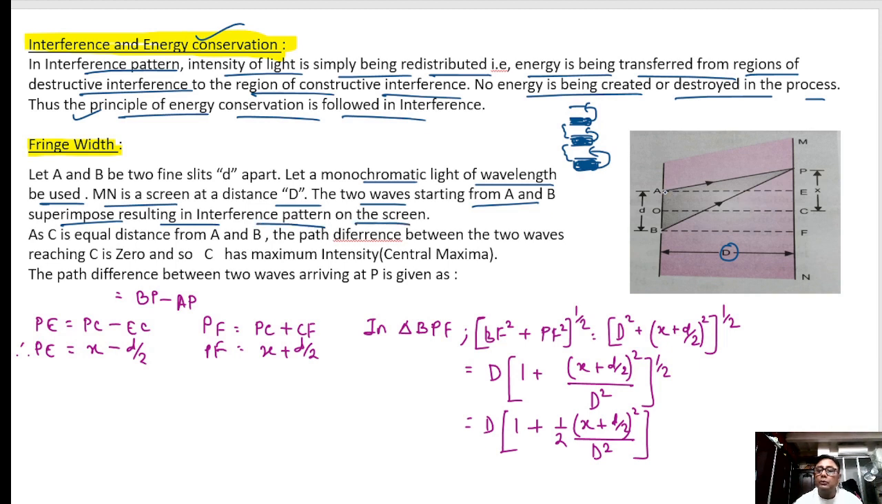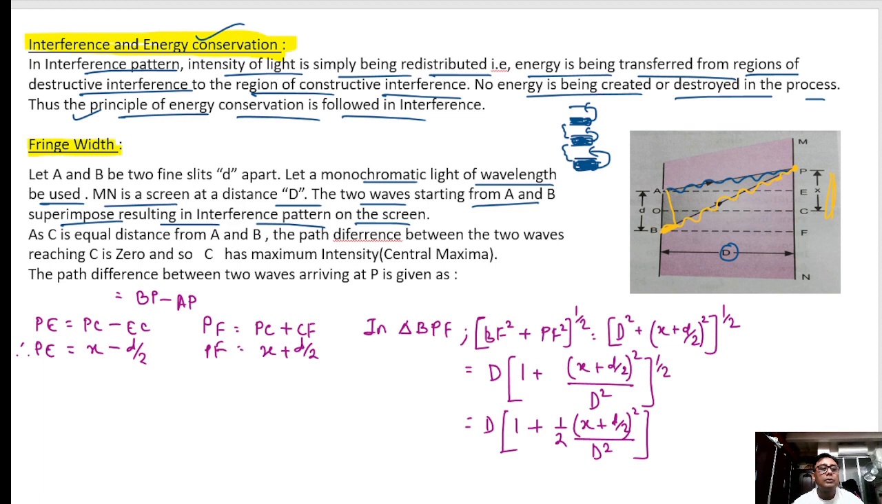So these are the two waves coming from here, and another wave is coming from here. This is the path difference. The two waves are meeting here. Either they can meet constructively or they can meet destructively. If they meet constructively, there will be a bright band. If they meet destructively, there will be a dark band. And suppose it is at a distance of x from the center.